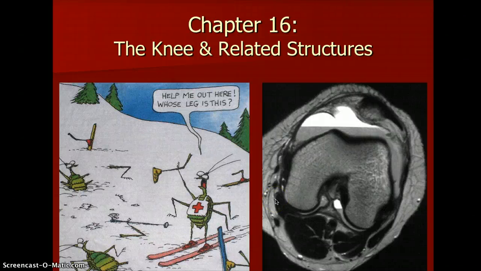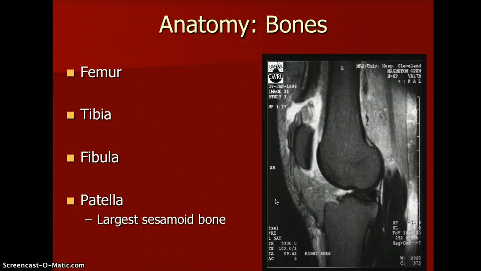Alright class, so this is the first 31 slides of the knee and related structures PowerPoint. We're going to cover just the first part of that and the basics of it. I'm going to try to point out the major things that you need to know for the exam or for the quiz. The first things that you want to know are the four bones that we're going to be focusing on, which are the femur, tibia, fibula, and patella.